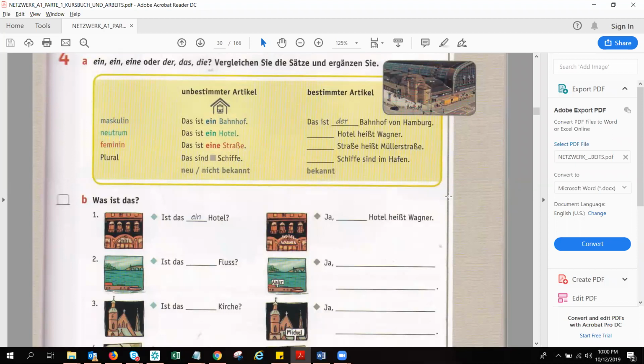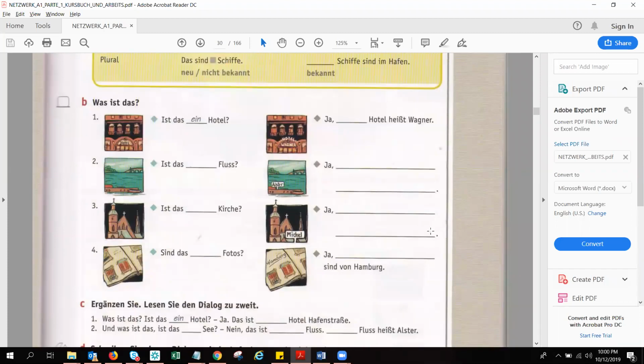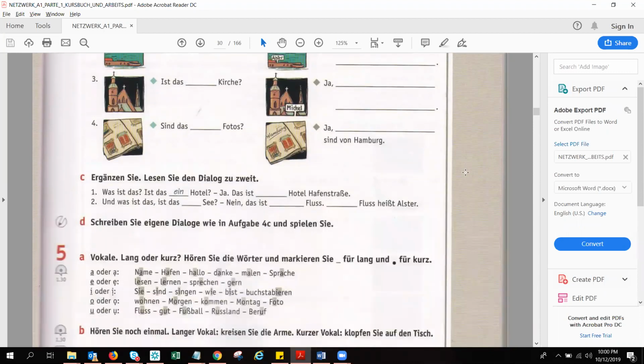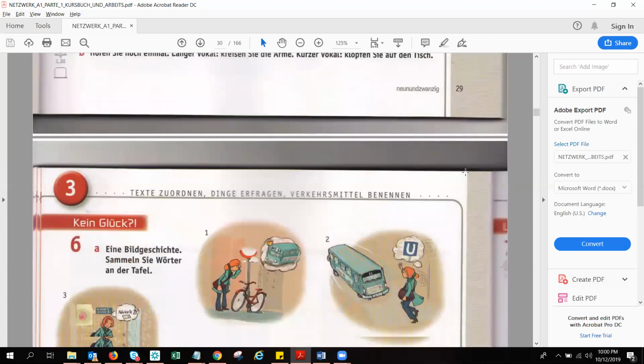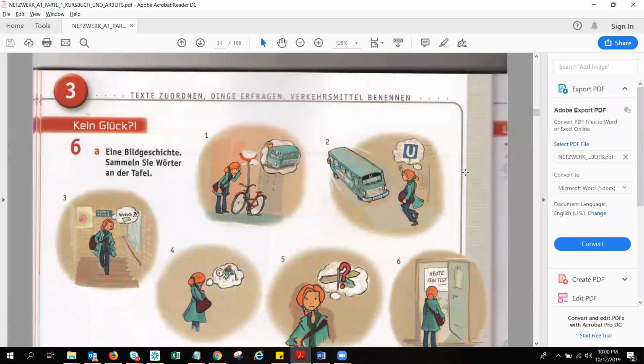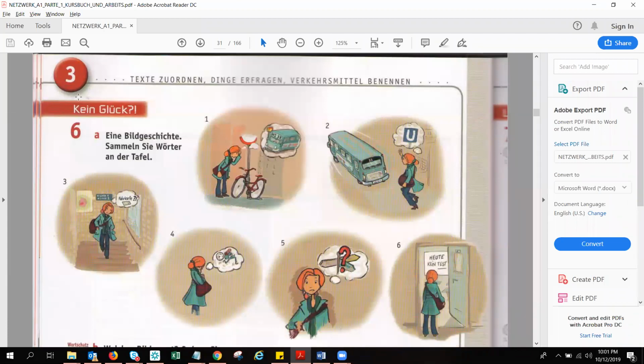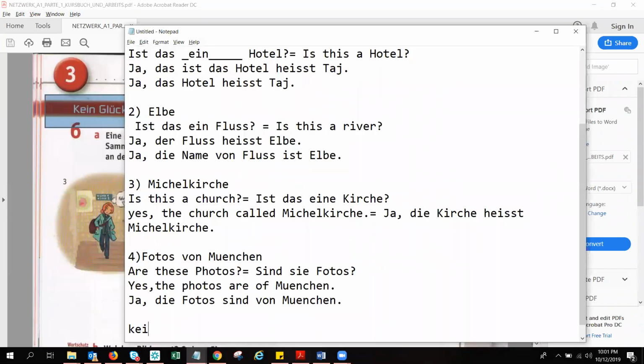Okay, and we have also done this kind of exercise just now. So you can practice yourself, but we have done it, so no need to practice again and again. Okay, now next is kein Glück. So Glück means luck. So kein Glück means no luck. Okay, like bad luck. Glück, if you want to say bad luck also, that will be Glück. No luck or bad luck.